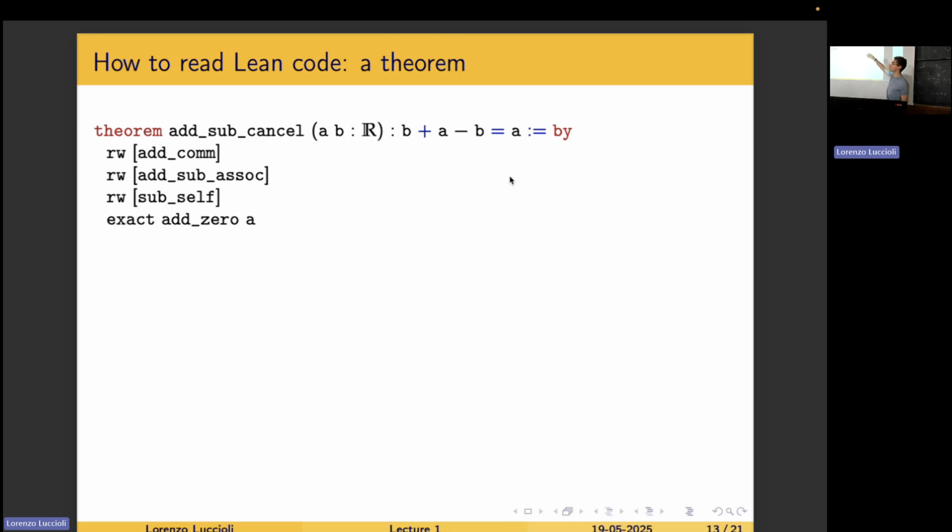I mean, b + c - b = a is a Prop. And after the colon equal, we're telling it how concretely we construct this specific term of this type. But once we've constructed it, Lean doesn't remember how we constructed it, because it's exactly the same as any other term of type b + c - b = a, because there's only one term of this type.